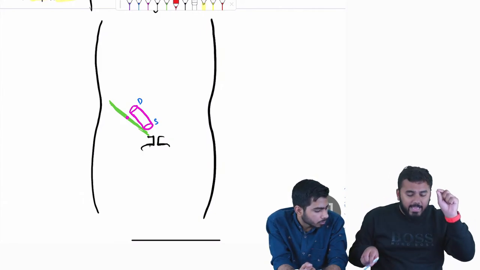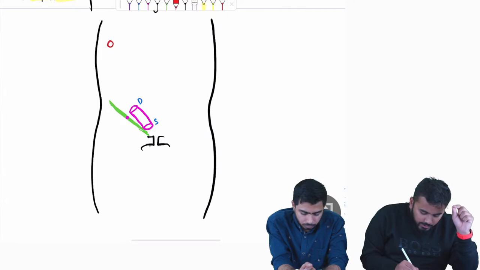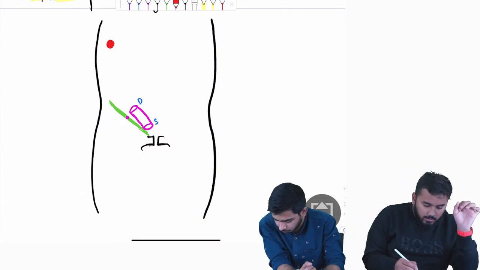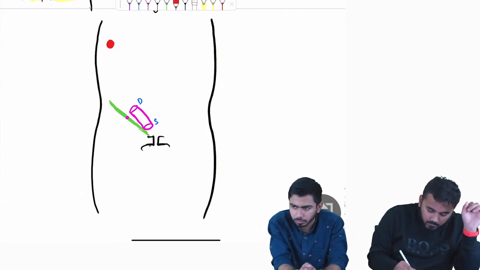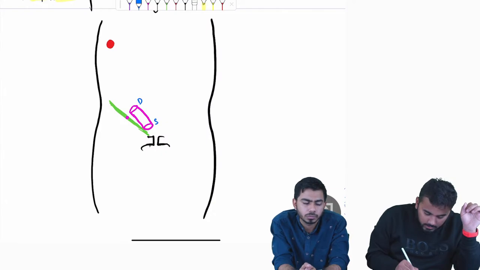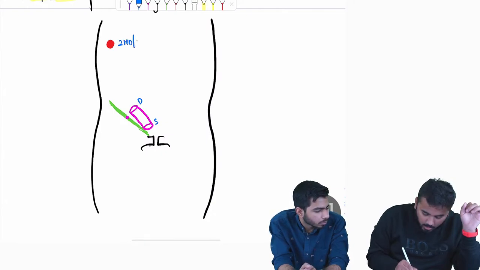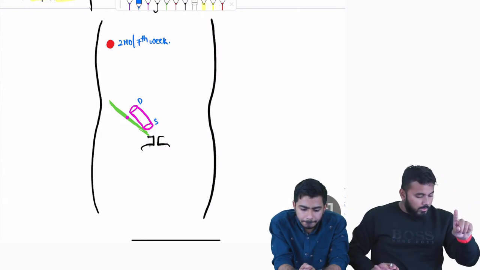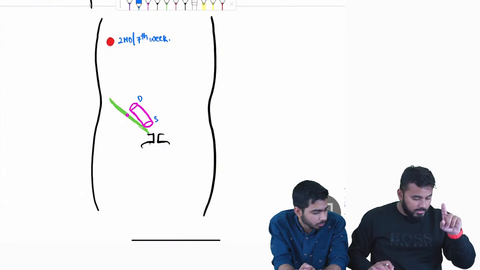So at what week, more precisely, is it in the upper abdomen? It is in the seventh week. Okay, it is in the second month or seventh week. This can be a question. Now listen very carefully before I go to the next thing.